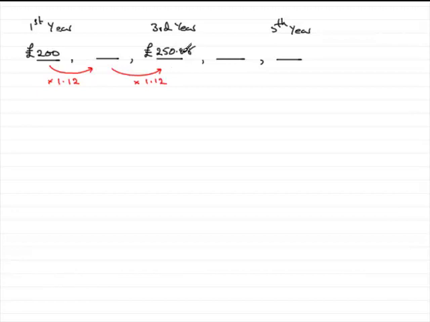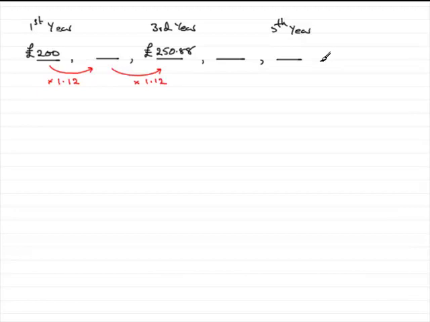Why did they give us this? Well, I think they gave us this just so that we could check out how this was essentially working. In other words, if you were to do 200 times 1.12 squared, you should find you get £250.88. Check it out on your calculator just to see that it is working. Well, that gets us into the groove basically of working out how we're going to get the fifth year.